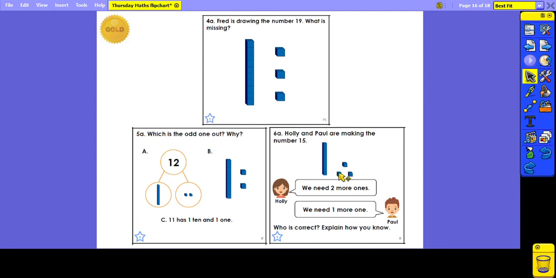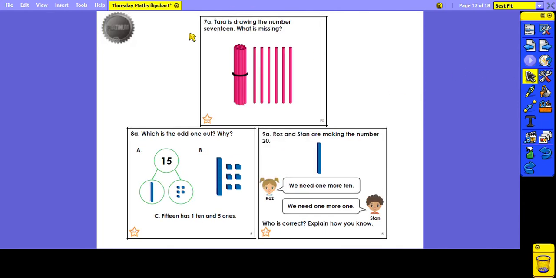And for gold, you've got some reasoning and problem solving questions similar to the ones that we've done together. And for platinum, there are some more challenging questions.